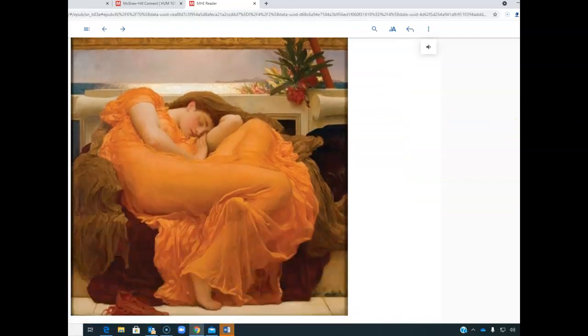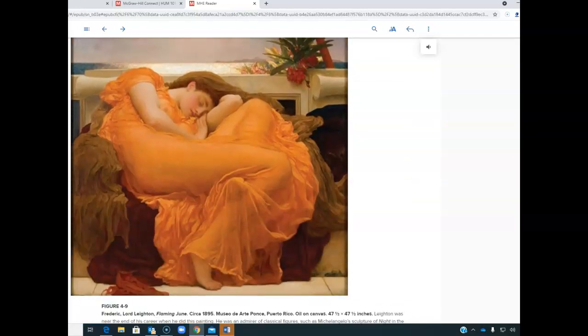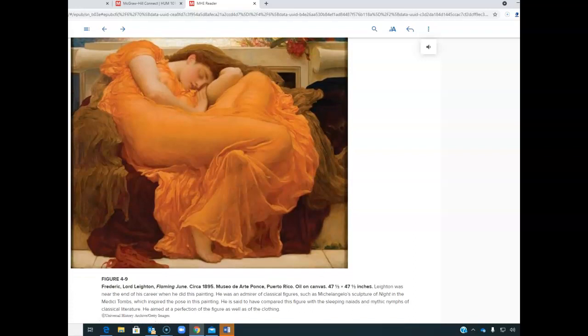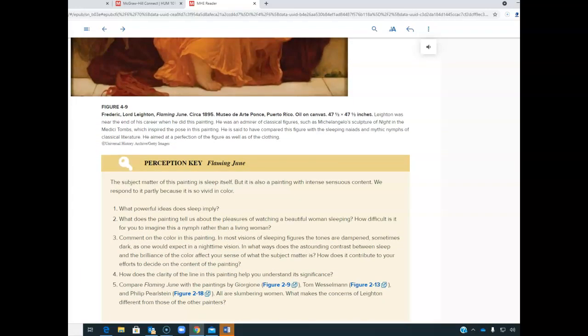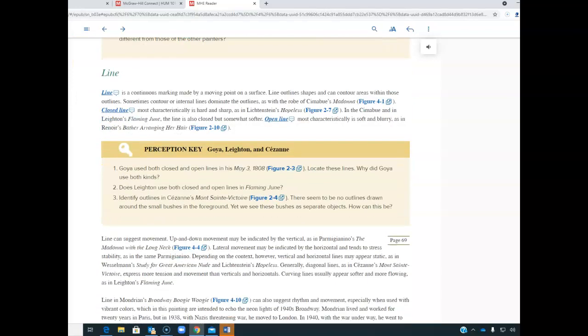And so they give you a painting, this one, Flaming June, a really lovely painting here. And then they ask some questions about it. But I want you to look down here where it starts talking about line. It gives you the definition. It says it outlines shapes and can contour areas.